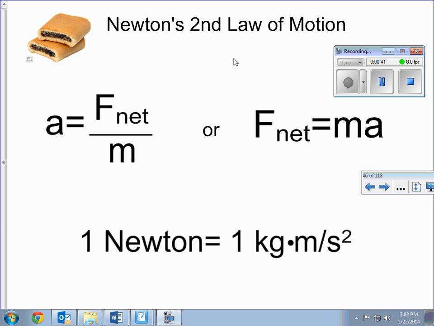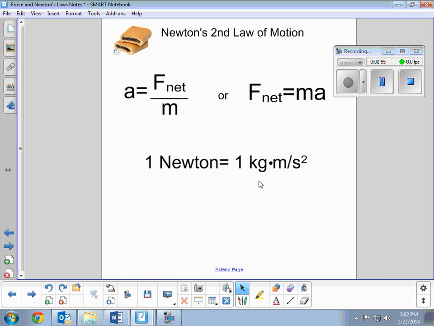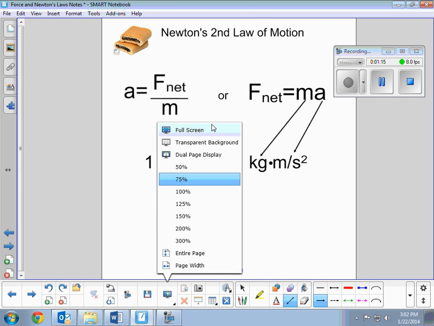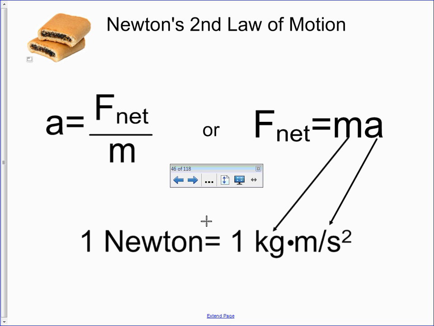And we had discussed how 1 Newton, remember Newton is a unit of force, is equal to 1 kilogram meter per second squared. And if you notice, a kilogram is a unit of mass, and meters per second squared is a unit of acceleration. So if net force equals mass times acceleration, then it makes sense that 1 Newton would equal 1 kilogram times 1 meter per second squared. Kilogram being the mass, meter per second squared being the acceleration.